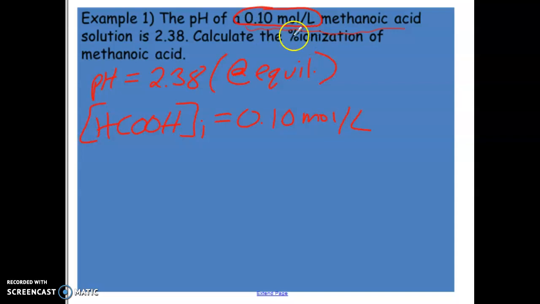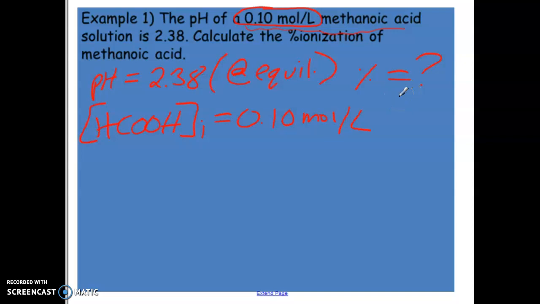The concentration that is given is the initial of that weak acid. That is not the concentration at equilibrium. That is initial concentration. And they're asking us to solve for the percent ionization. So essentially, we have the concentration initially, we have information about equilibrium, and we want to solve for percent ionization.